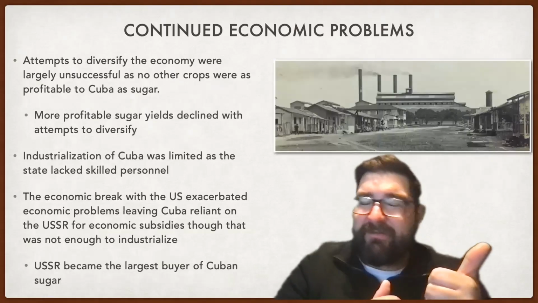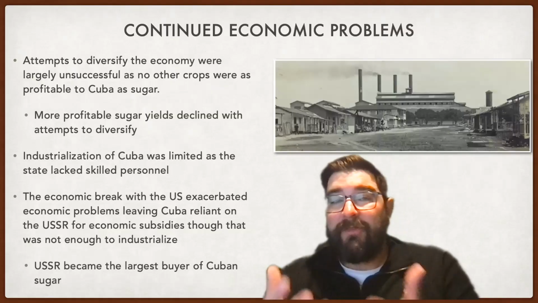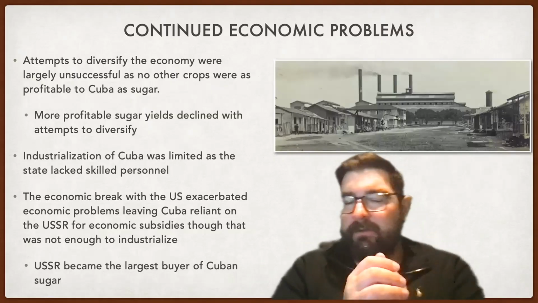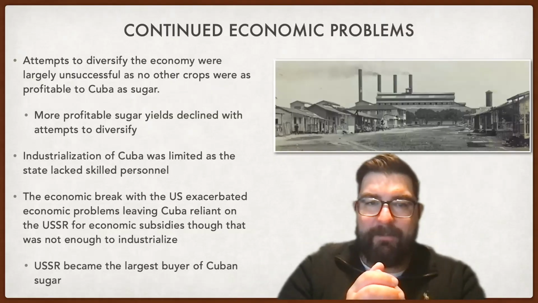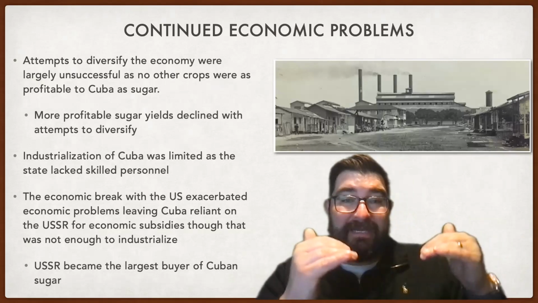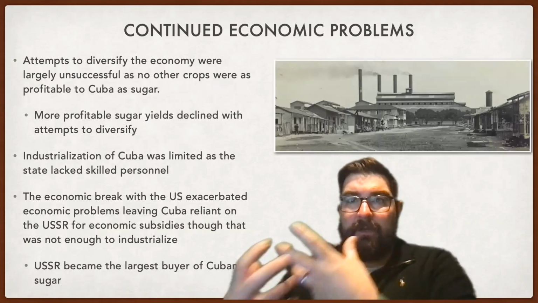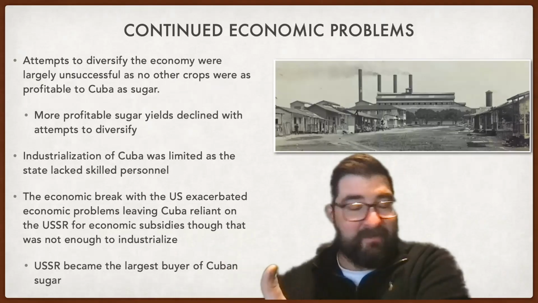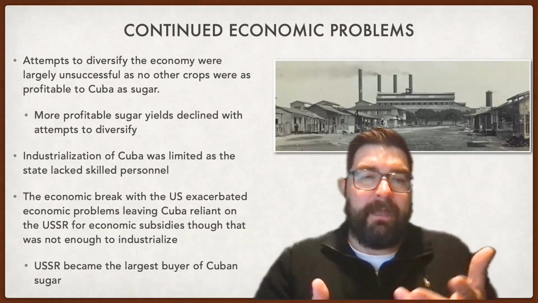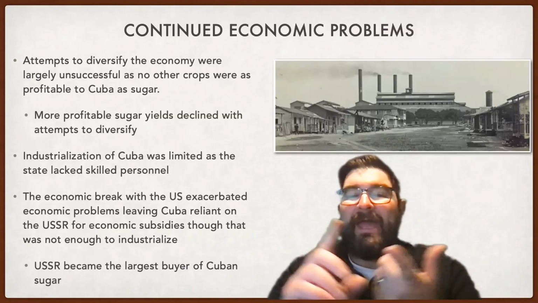But attempts to diversify the economy are largely going to be unsuccessful, as no other crops would be as profitable to Cuba as the sugar crop. And sugar yields would actually decline with some of these attempts to diversify, as you're converting farms that previously grew sugar to now growing cotton, which is going to be less valuable than the sugar crop.